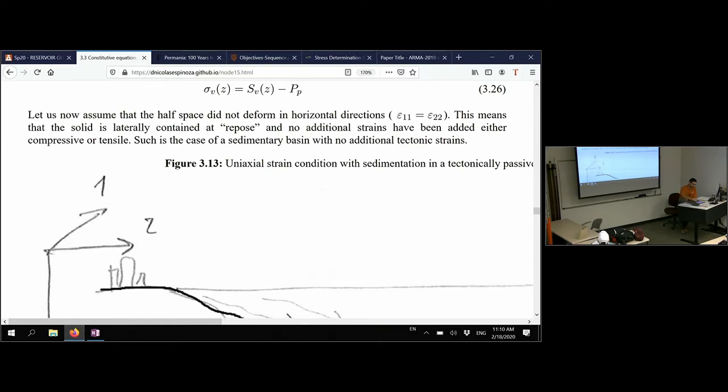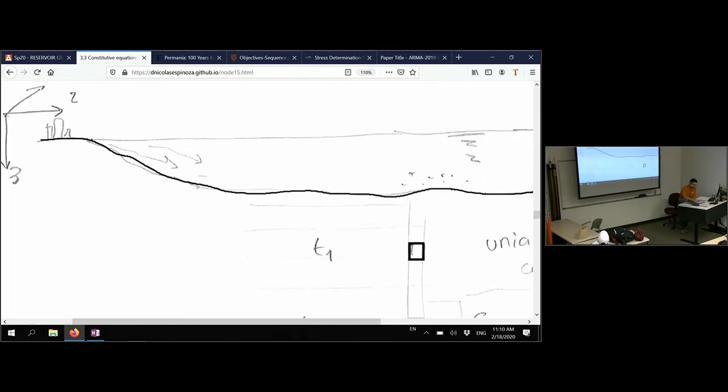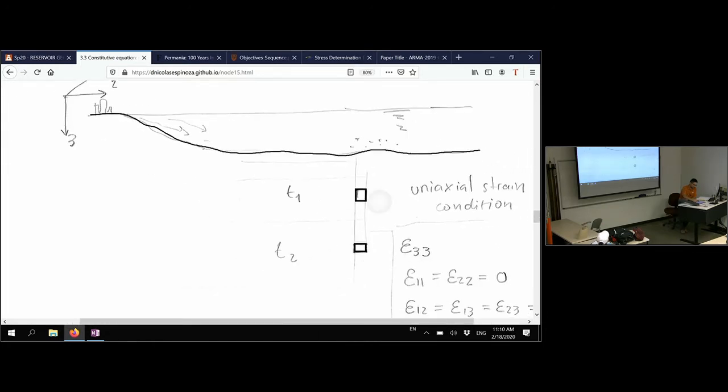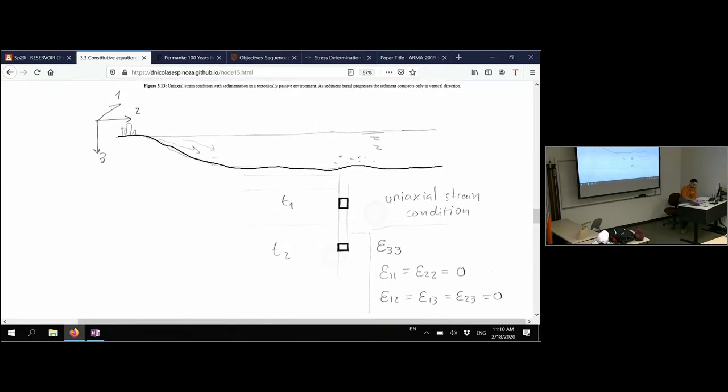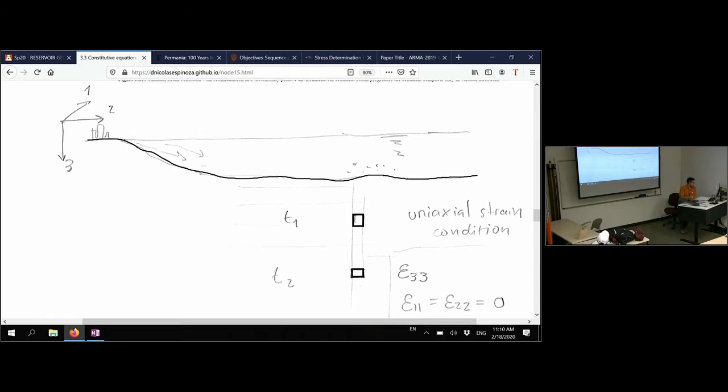Okay, so let's see how now that would apply to the equation that we had before. Now, take a look at this graph that's quite similar to what we saw before, but now we're going to add a coordinate system 1, 2, 3, where the direction 3 is in the vertical direction and the directions 1 and 2 are in the horizontal direction. You may want to double check if this is a right-handed coordinate system, so 1 pointing towards the screen, and then 2 pointing towards the sea, and 3 is going down.